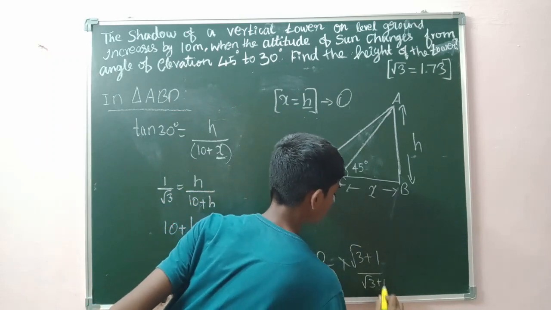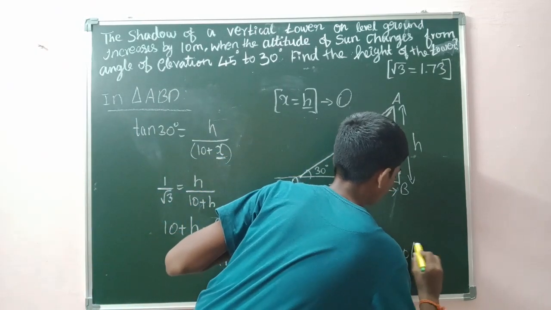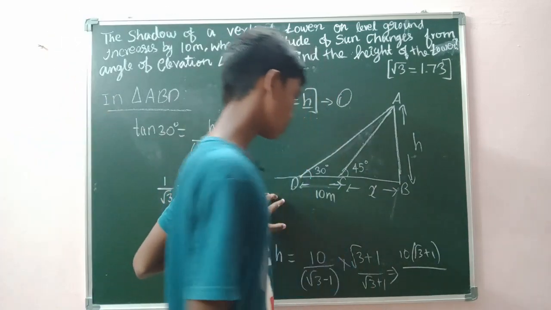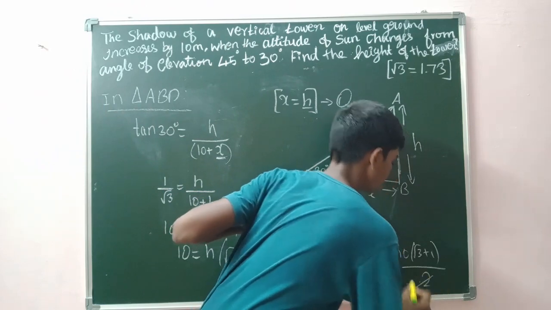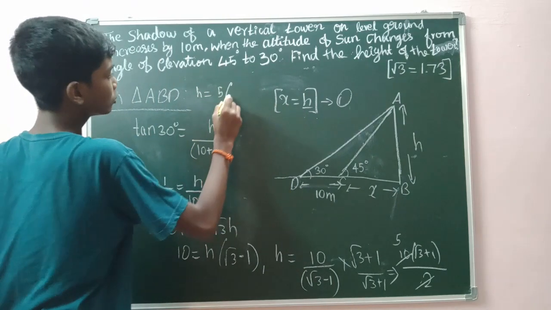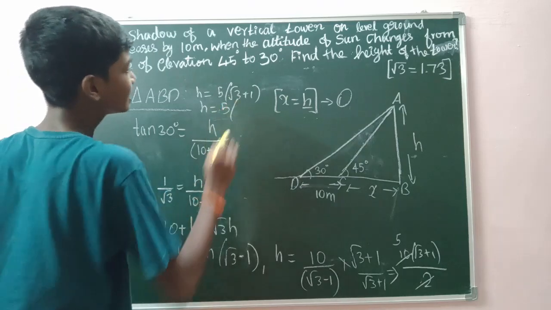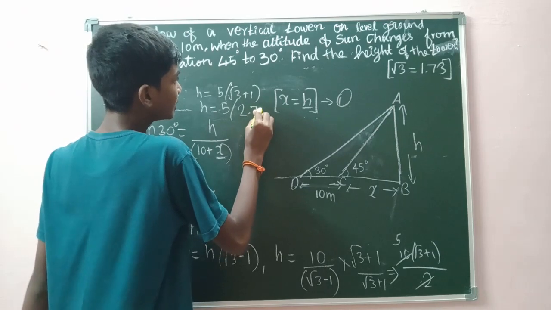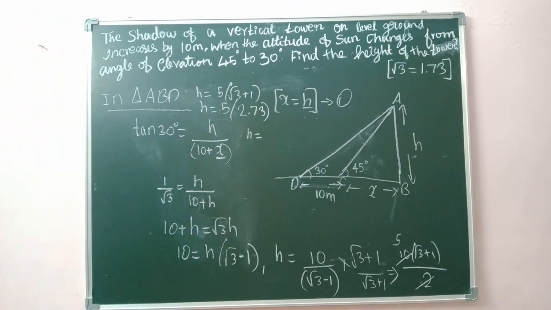So this will be nothing but 10 times divided by root 3 plus 1 and root 3 minus 1. Root 3 squared is 3, minus 1 squared is 1. So 3 minus 1 is 2. So this 2 can cancel out. Therefore, I got to know that height is nothing but 5 times root 3 plus 1. Therefore, h will be, root 3 is given as 1.73. So 1.73 plus 1 will be 2.73. Just solve it out, okay? Therefore, you get your h as what?